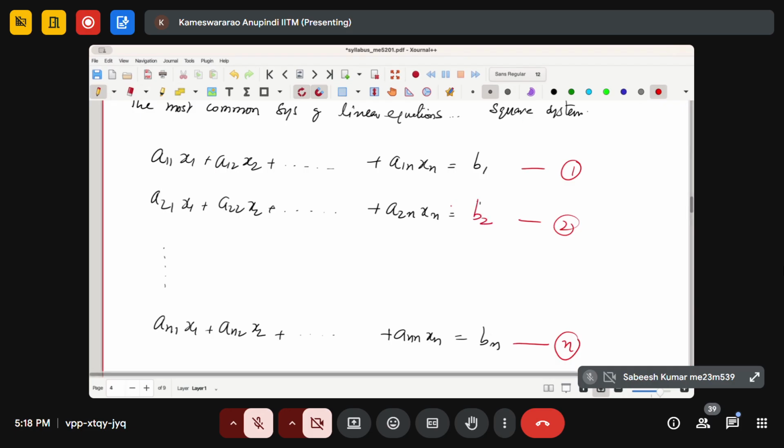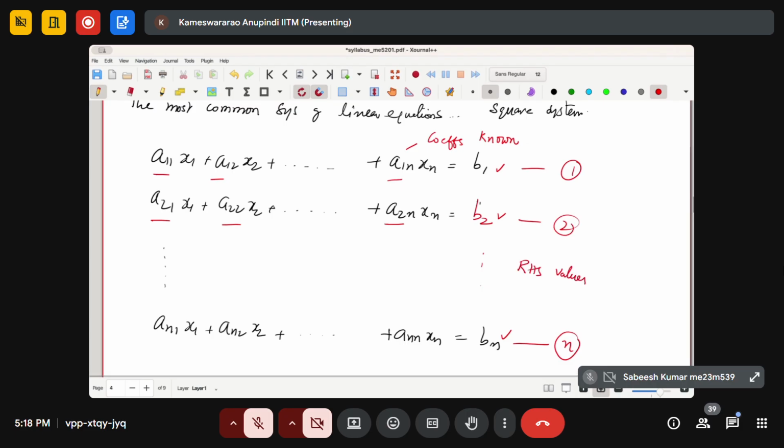Okay, so these are the coefficients a11, a12, a1n, a21, a22, a2n. These are all known values. And the right hand side has b1, b2, all the way to bn. These are also typically known. So what is unknown here? What is unknown is your x1, x2, all the way to xn.